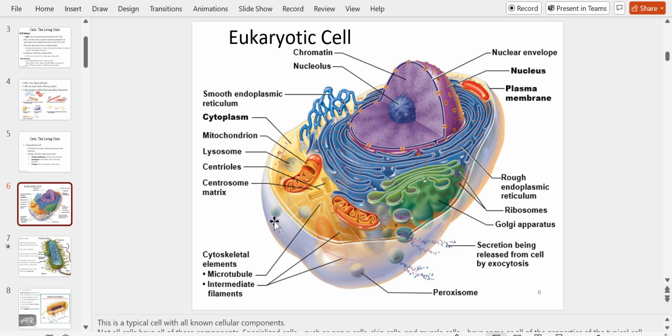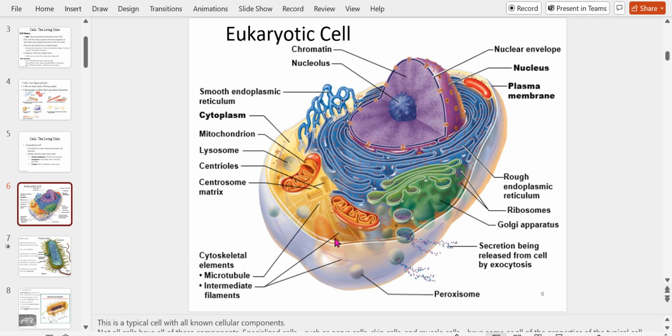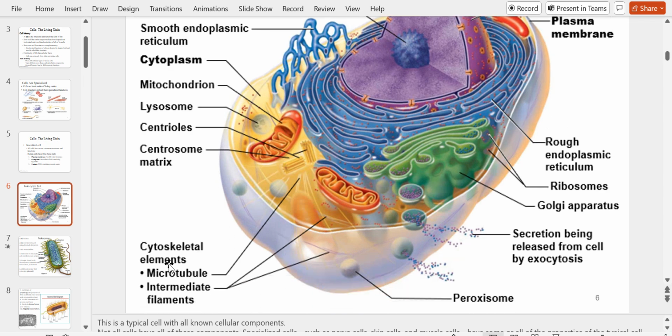Now the cell has a shape, and you see this cell here is kind of circular, sphere-like. How is that shape maintained? You'll see here, zooming in, these microtubules. We call these the cytoskeleton. And it is in fact holding that cell open, giving it its shape.